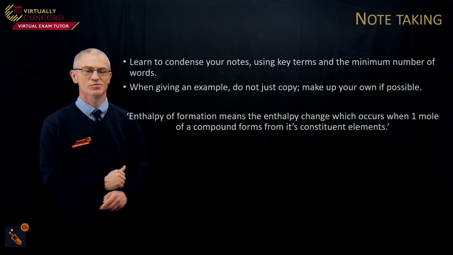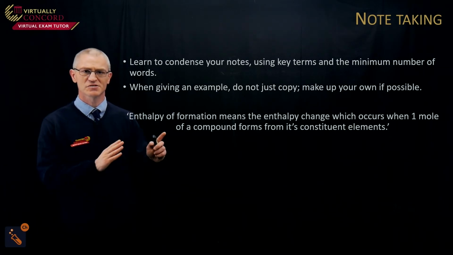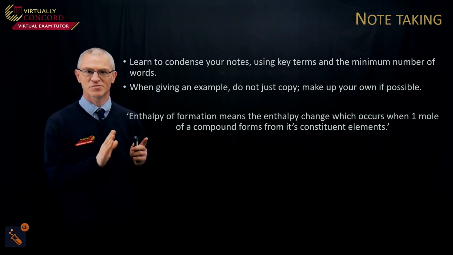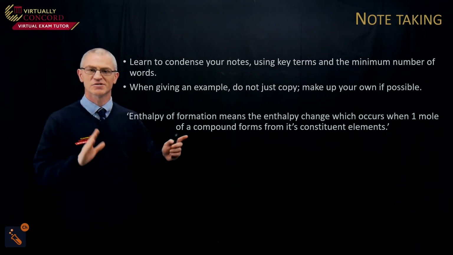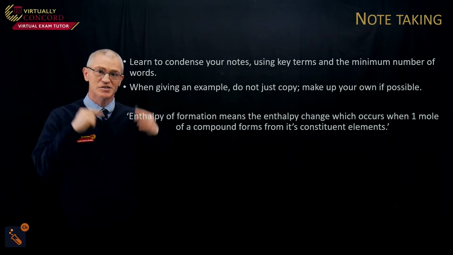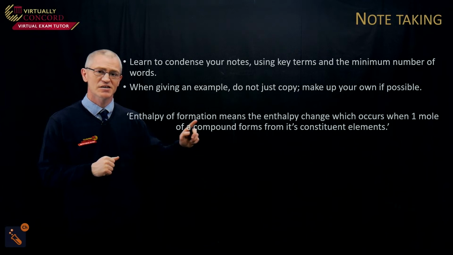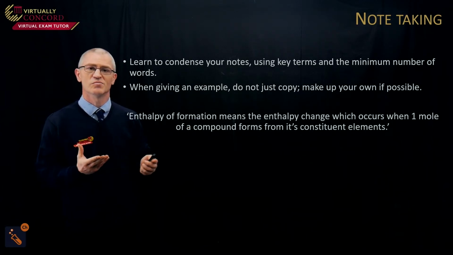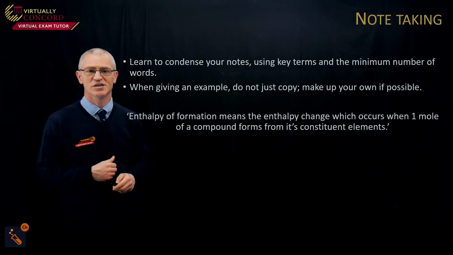So let's go through an example. If I'm condensing my notes into the smallest amount of words, using the minimum amount of key terms, okay, I'm cutting out all of the extra words that I don't need, and that means I'm converting the information. So if we look at an example here, enthalpy change of formation means the enthalpy change which occurs when 1 mole of a compound forms from its constituent elements. That's a required definition in chemistry.